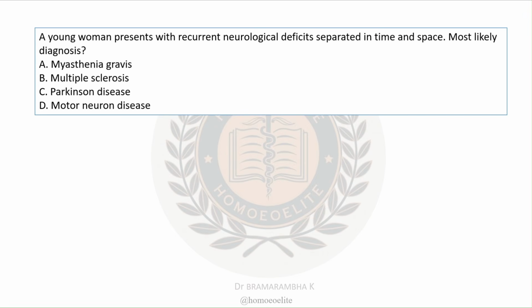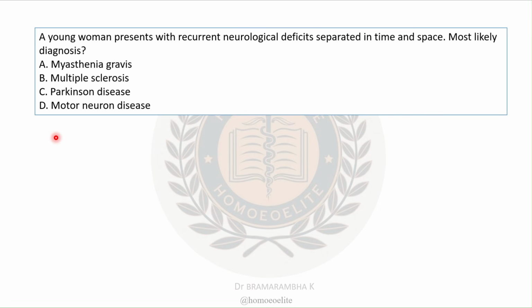So a young woman presents with recurrent neurological deficits separated in time and space. The most likely diagnosis is: myasthenia gravis, multiple sclerosis, Parkinson's disease, motor neuron disease. By now we know what myasthenia gravis is. Mainly the voluntary muscles are affected. It improves with rest but worsens on exertion.